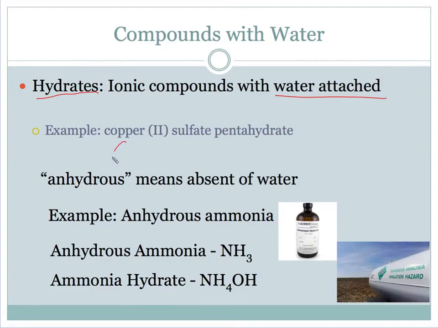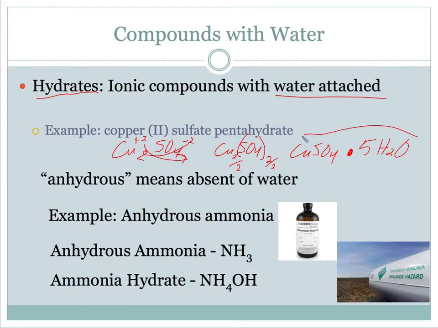The formula for this, if I have copper 2 sulfate, I'm going to cross and drop. And so I'm going to get Cu2SO42, which becomes CuSO4, because these can both be divided by 2 to make 1s. Now, this pentahydrate, when you write the formula for a hydrate, you put a circle, essentially a multiplication sign, and you put penta means 5, and hydrate refers to water. This would be your formula for copper 2 sulfate pentahydrate.